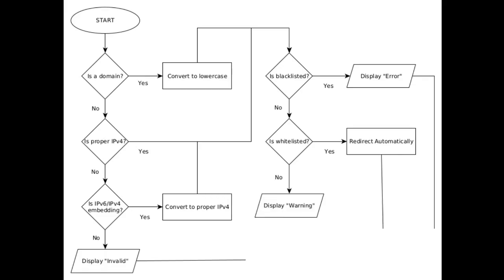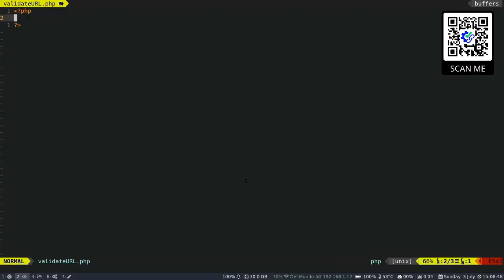And if it's not part of the blacklist or the whitelist, we will treat it as a normal URL by displaying a warning modal. And that's it. That's the flowchart on how our Open Redirect library will work. Now, the next thing that we need to do is code it. Let's create a function called validateURL containing all the steps that we mentioned previously. This function will return a string with the values of either invalid, blacklisted, normal, or whitelisted.